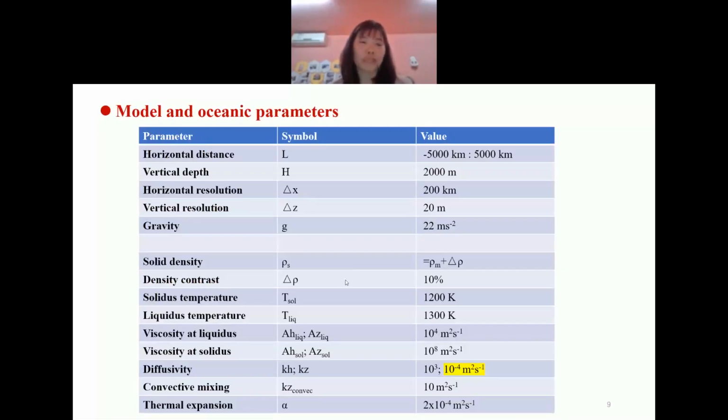And this table summarizes nearly all the model, planetary, and oceanic parameters we currently use. One thing to note is the vertical diffusivity we used here. It's equal to 10 to the minus 4 meters squared per second, and this value is the mean background diffusivity in Earth's oceans.